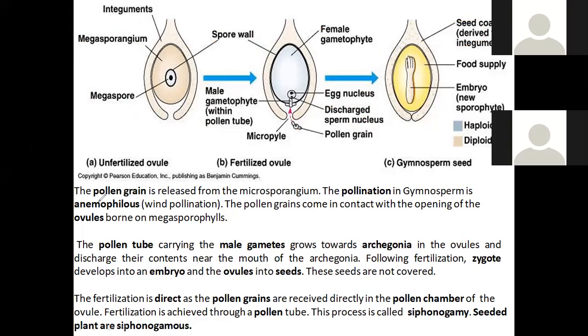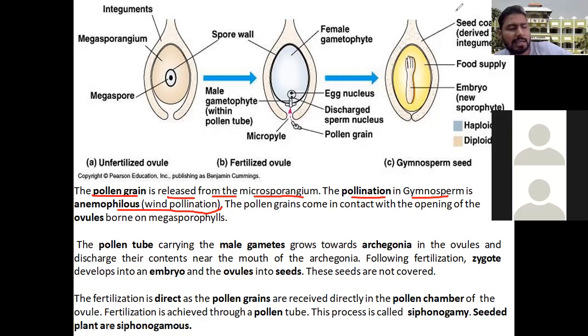Now just read it. The pollen grain is released from the microsporangium. The pollination in gymnosperm is very, very important: wind pollination. You have to learn this important point. In case of the angiosperm, the pollination takes place by different agents: through the wind, through the insects, through the birds, through the water. But in case of the gymnosperm, most of the time the pollination takes place through the wind.